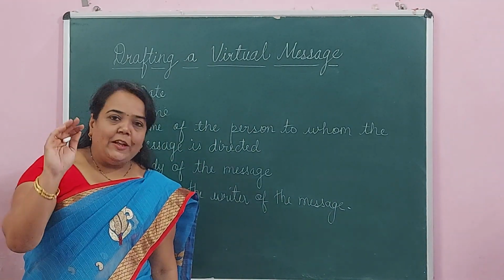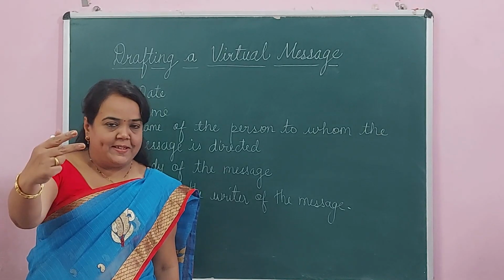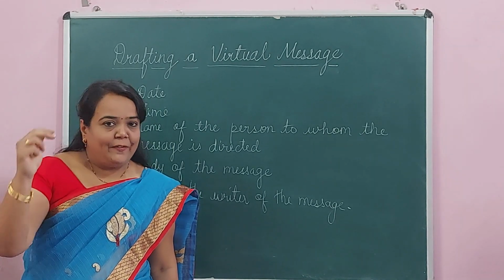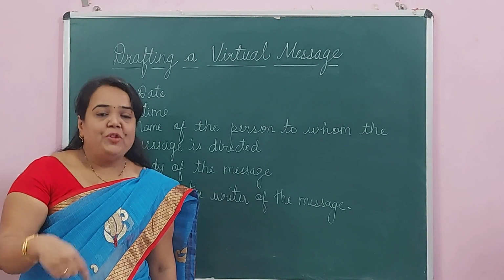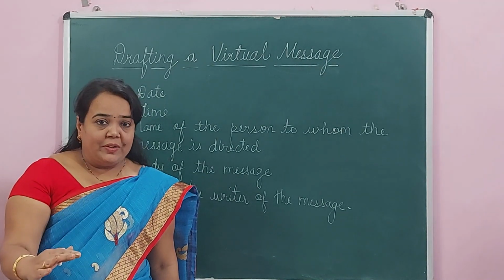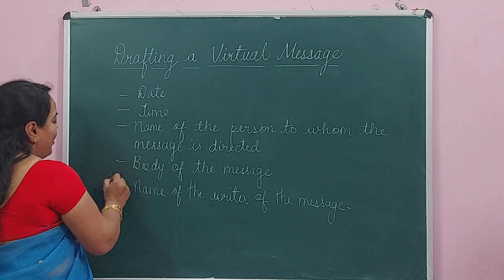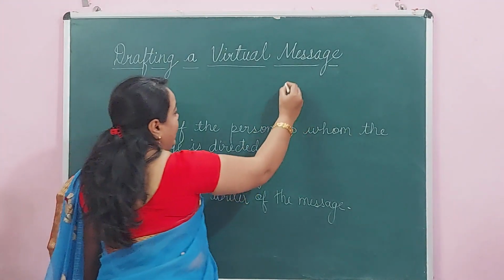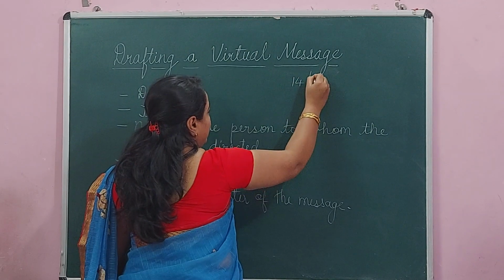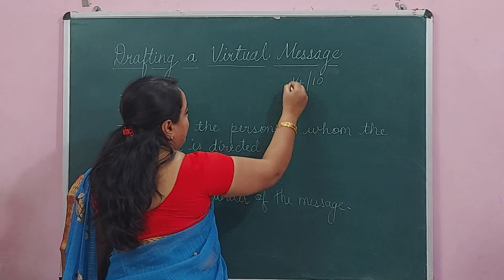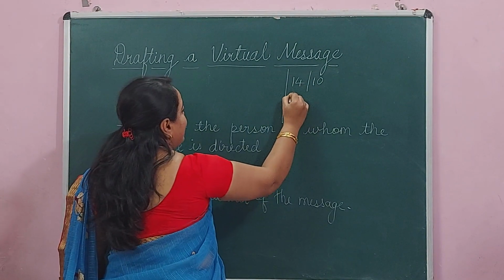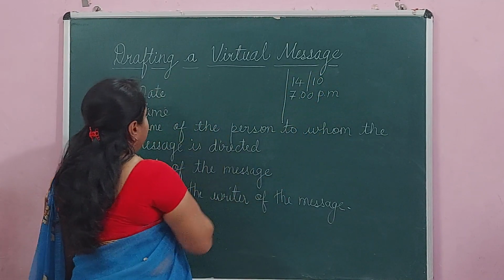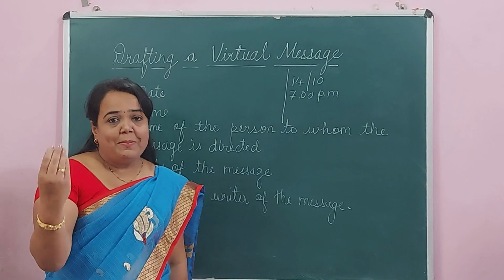As I told, a telephonic conversation will be given between two persons. And what you have to do? You have to convert that telephonic conversation into a message for a third person. And while converting it, you have to use the following format. First, you should mention the date. You can mention it in short. After that, if this is the margin, then you will write the time, like it is 7 p.m. Then you should mention the name of the person to whom the message has been conveyed.